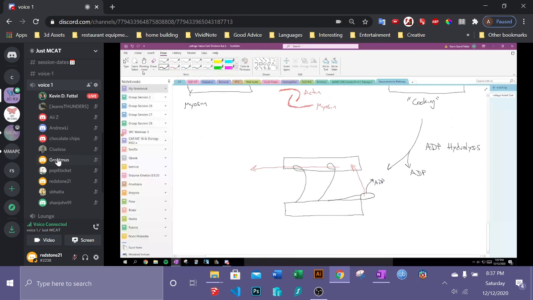Hopefully that analogy works out. And this is what's known as the power stroke. So the power stroke does not occur with ATP hydrolysis. A lot of students make that mistake because we think of ATP as that energy currency, so it's easy to misattribute the power stroke to it. In fact, what you need to memorize is that it's the ADP hydrolysis that induces this power stroke. And then the cycle just continues around and around.